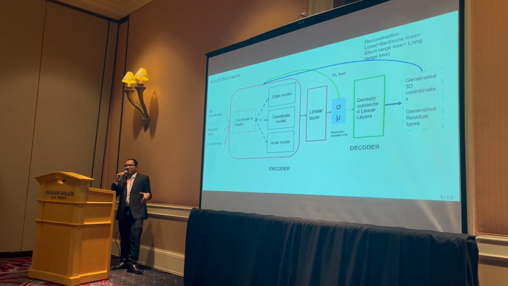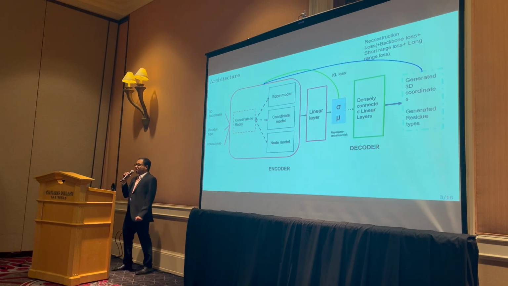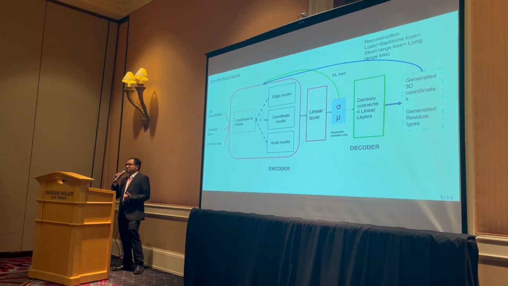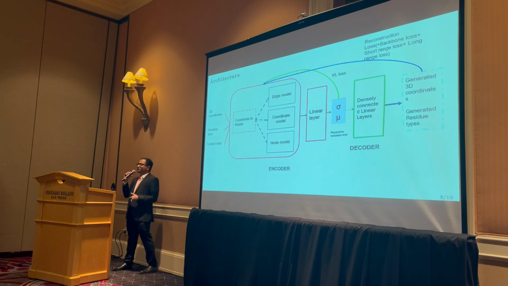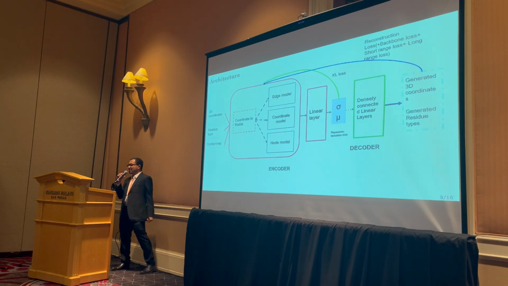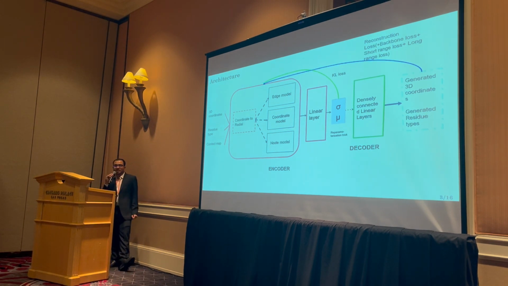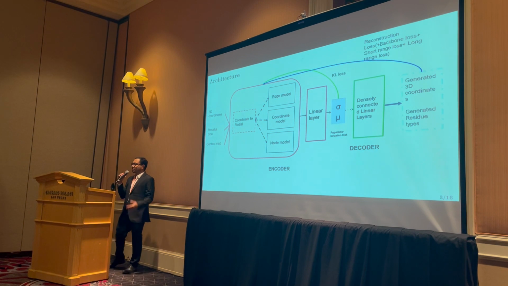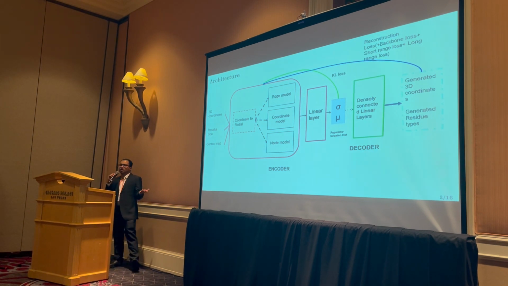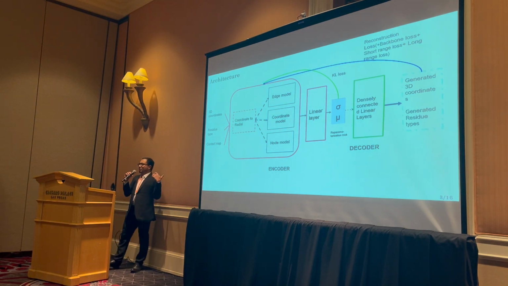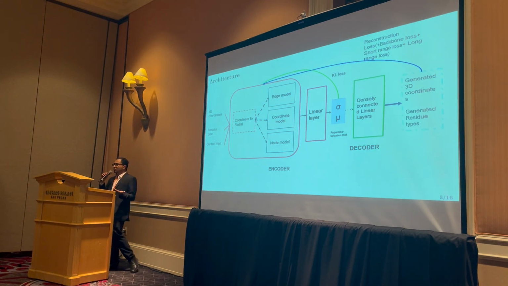Now, moving on to the architecture of our model. Here we have the architecture that is essentially a graph variational autoencoder. As an input, we are taking 3D coordinates, their corresponding residue types, and their corresponding contact maps. This is being fed into an encoder which can be thought of as one or more layers of equivariant graph convolutional layers, or EGCL layers.